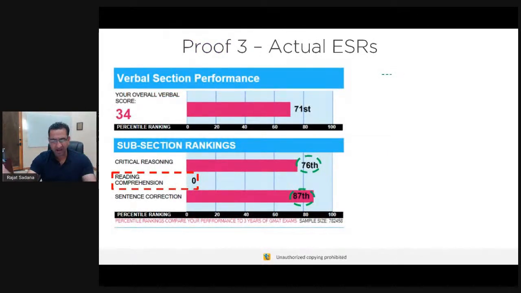And the third piece is actual ESRs. I mean, we have thousands and thousands of ESRs, and there are many instances where you see, hey, someone scored 0 percentile in RC or SC, yet they've been able to get really good percentile abilities in other subsections, again indicating independence. If your performance in RC did have an impact on CR or SC, you wouldn't have been able to get that 87 percentile when you messed up RC.